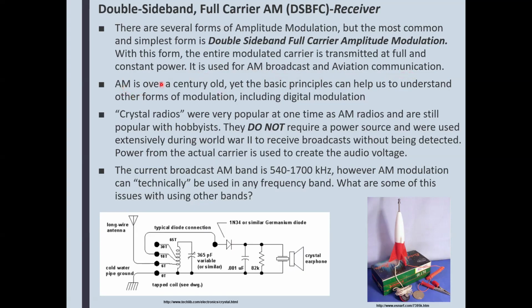Amplitude modulation is over a century old, so it's more than 100 years old. Way more than that. Well, not way, but yet the basic principles can help us to understand other forms of modulation, out of which some of the basic ones are amplitude modulation, AM, frequency modulation, and maybe a phase shift modulation. 3 different types. All right. So AM is old, but the basic principles can also help us understand other forms of modulation, including digital modulation. Right?